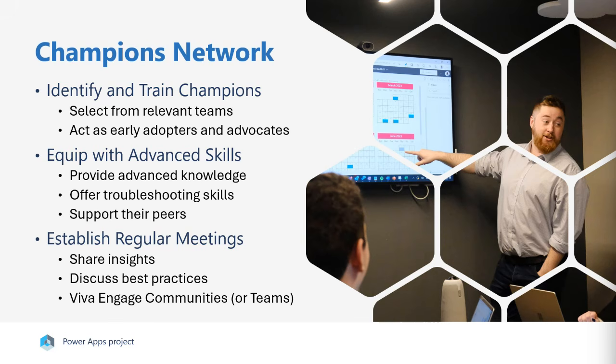Establish regular meetings. So you want to be having regular meetings to share insights, discuss best practices, and use things like Viva Engage communities or Microsoft Teams to share knowledge. So say, for example, you've got a champion from each team that's going to be using this app or series of apps. You could have the champions have a Viva Engage community or a Microsoft team where they could all ask each other questions, or maybe say, oh, I forgot, how does the app do X, Y, and Z? And then someone else could reply to that and say, oh, this is how it does it. So it takes that need for support off IT teams and the stakeholders of the original project.